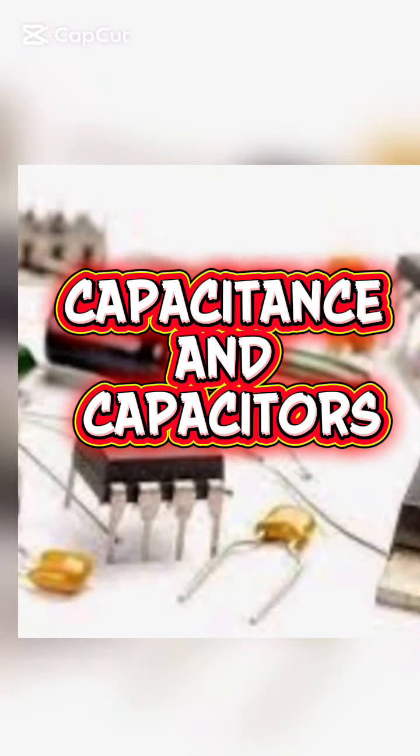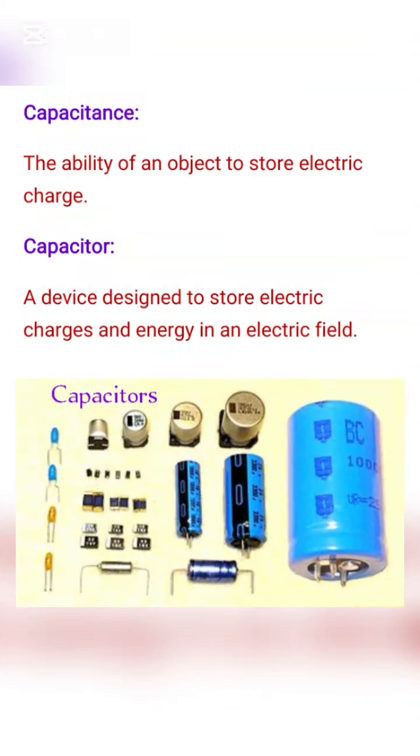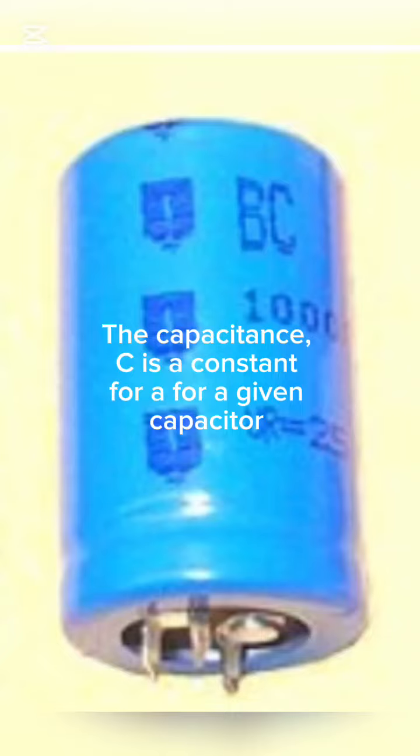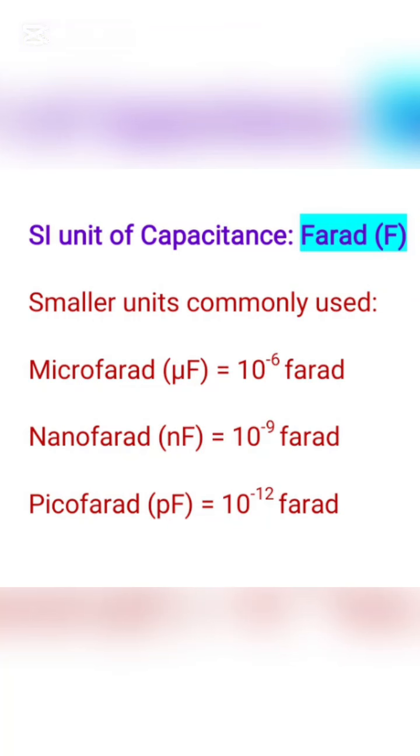Capacitance and capacitors. Capacitance is the ability of an object to store electric charge, while a capacitor is a device for storing electric charges in an electric field. The capacitance C is a constant for a given capacitor. The SI unit of the capacitance is the farad, represented by capital letter F. Capacitance is usually measured in microfarad, which is equal to 10 raised to the power minus 6 farad.